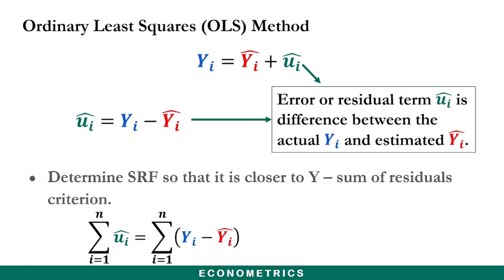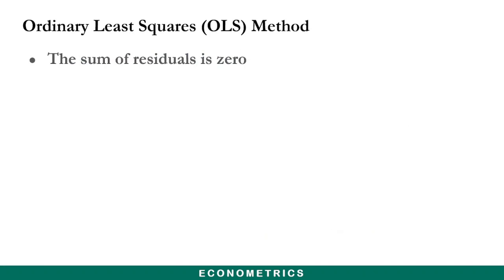Now we would like to remove the upper and the lower limit of the sigma notation in order to make this equation very simple. Now there is a statistical property that we need to observe. The sum of residuals is zero. So if we adopt the sum of residuals criterion, we end up getting the result to be zero, which cannot be used for any further analysis.